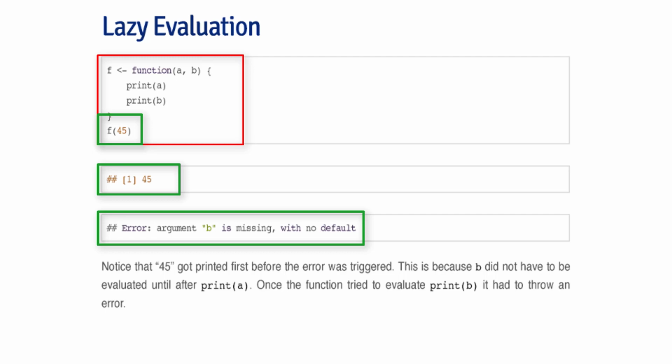But then when it got to the second line, it had to evaluate the argument b. Because b had no value assigned to it and no default value, an error had to occur. You'll notice that the error only occurs after the 45 was printed out, so lazy evaluation applies. Because the argument is only evaluated when it's needed, everything that comes before it that's valid will be evaluated until it hits the part that causes an error.